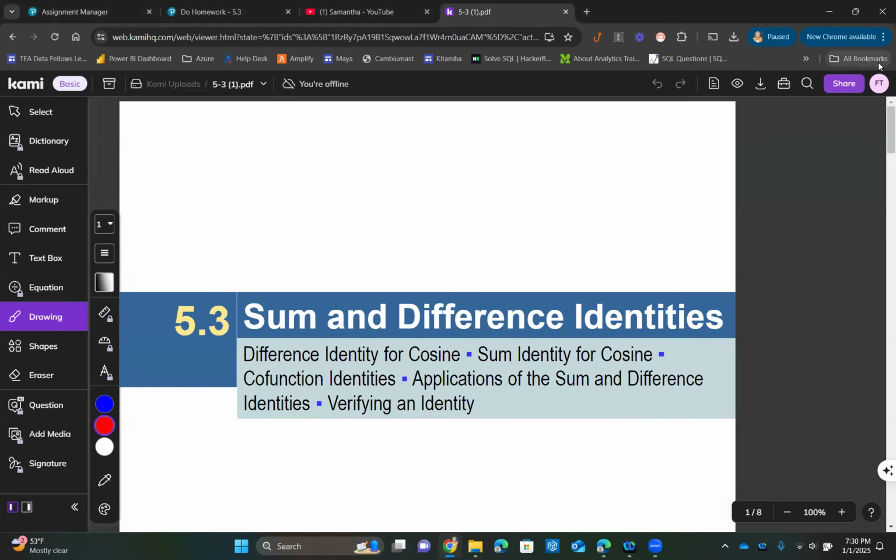Lesson 5.3 is called Sum and Difference Identity. And we're going to talk about sum and difference identity for cosine. And we will look at the formulas and examples about this formula.